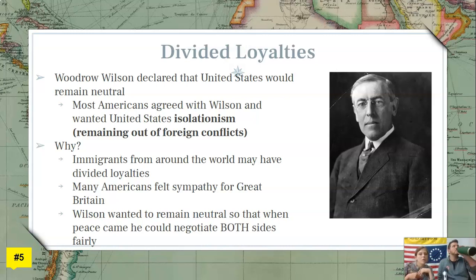Immigrants from around the world do divide loyalties. Americans feel sympathy for Great Britain. Again, we have a special relationship with Great Britain economically, plus they owned us once, so there's that. Wilson does remain neutral so that when peace does come, he can negotiate with both sides fairly. But that's not how it's going to play out.